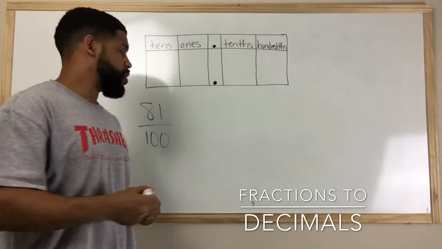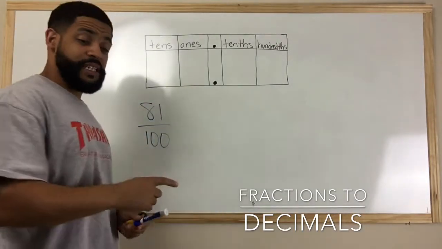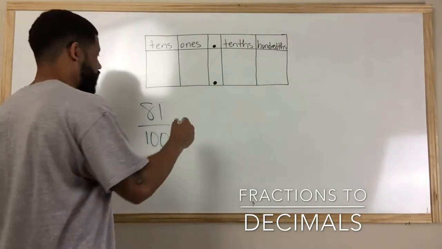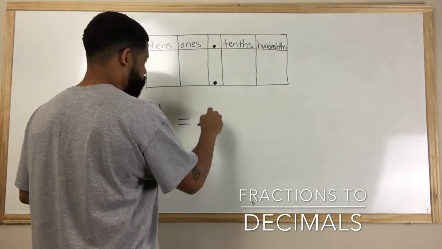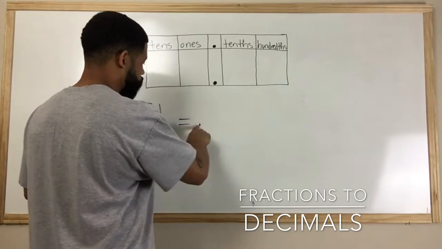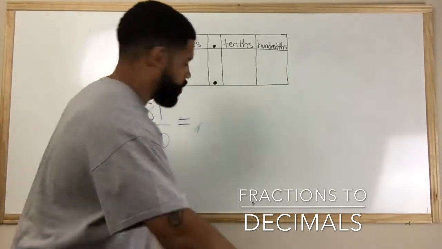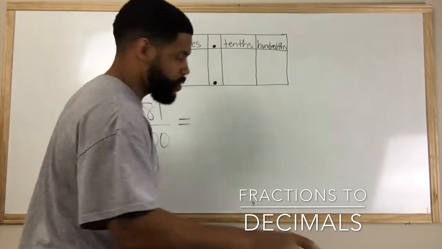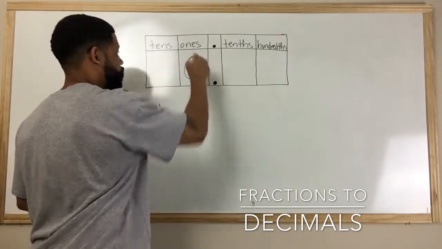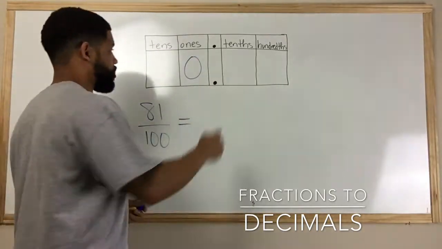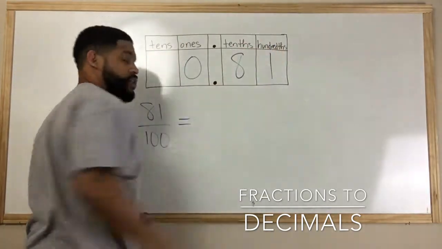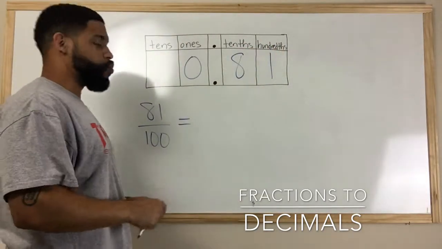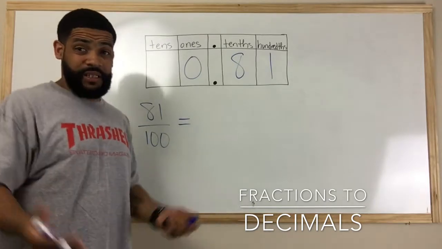Now we can rewrite that as a decimal. So 81 hundredths is a decimal. Actually, I don't even want to put it here yet. Let's put it in the table. Let's say we have a 0 in the ones place because it is a fraction, and then we have 81. Notice the hundredths place. Now we can break this down and write it in several ways.